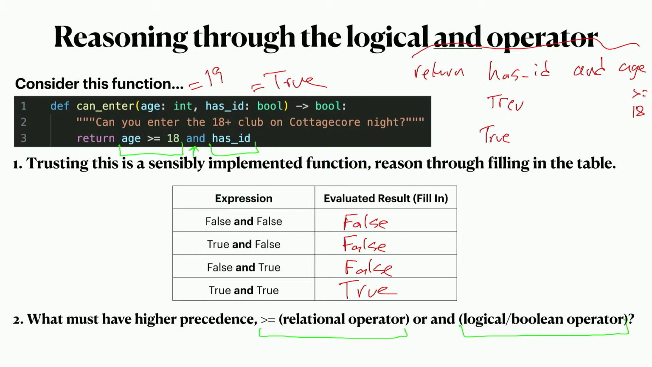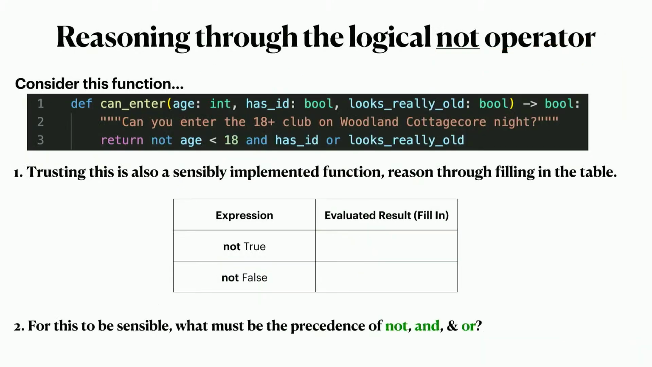I'll repeat it. If you have, for example, both an and an or, do you just read it from left to right, or does one have precedence? Reasoning through the logical not operator. So the question was, what's the precedence between and or? And because the not operator tends to be so straightforward, I wanted to make this example and the second part of this question a little bit more interesting, and to give you a chance to try and reason through this. What is the precedence between not and or?